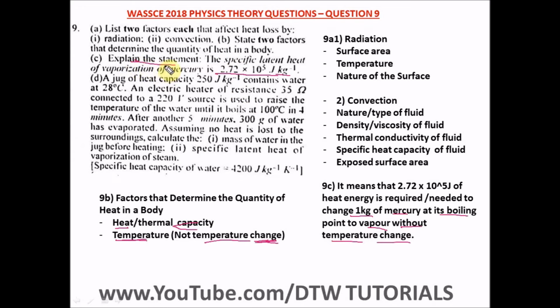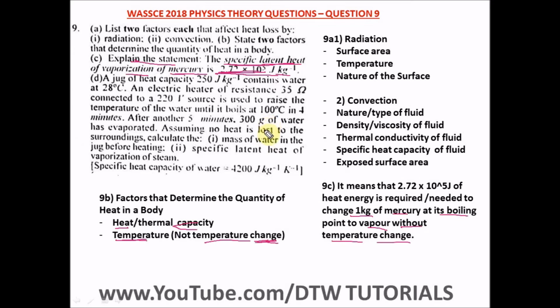Most students, what I find out is, you just go immediately and define specific latent heat of vaporization. But the question says explain the statement. So in explaining the statement, you must state each parameter in your definition. It's good that you know the definition of the specific latent heat of vaporization. If you know the definition, then you include the parameters of the statement, which are mercury and 2.72 times 10 to the power 5 joules per kg.